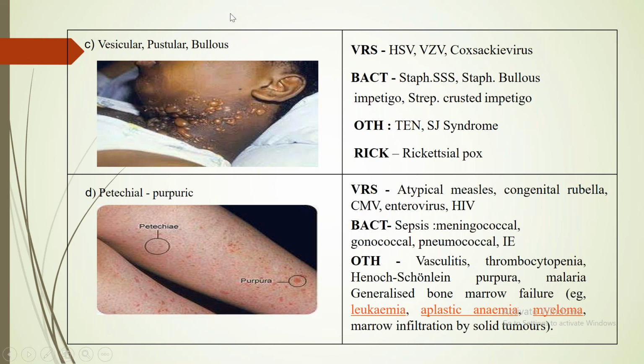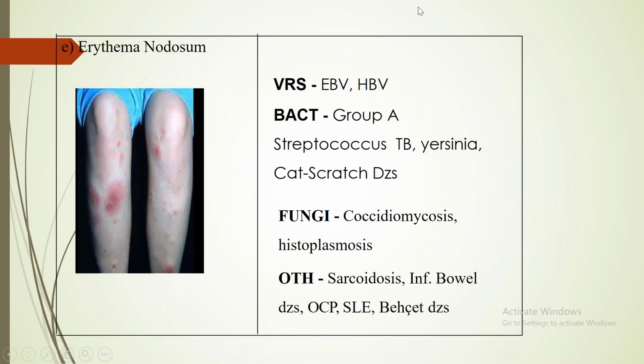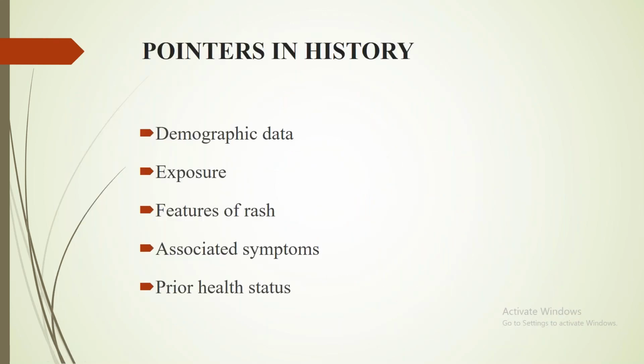So first, an important point is you need to identify them. And the second thing is you need to know the cause. Now, how will you find out the cause of a specific rash that the child presents to you? The important points to look for, first and foremost, is the history. So history is how was the onset of the rash?